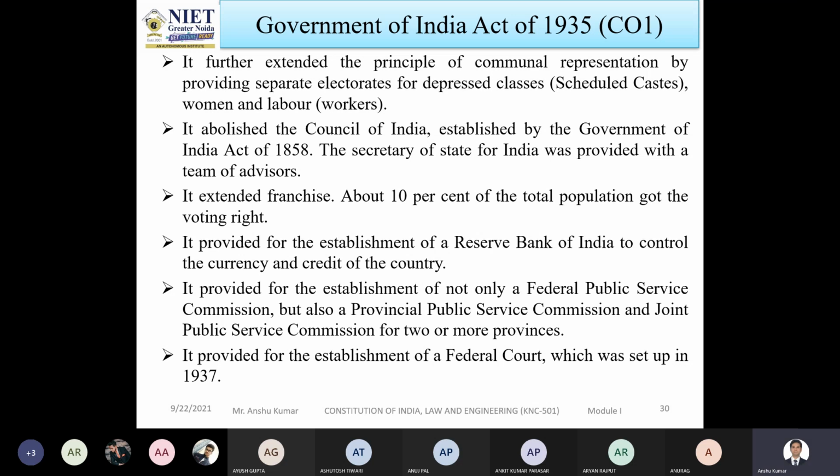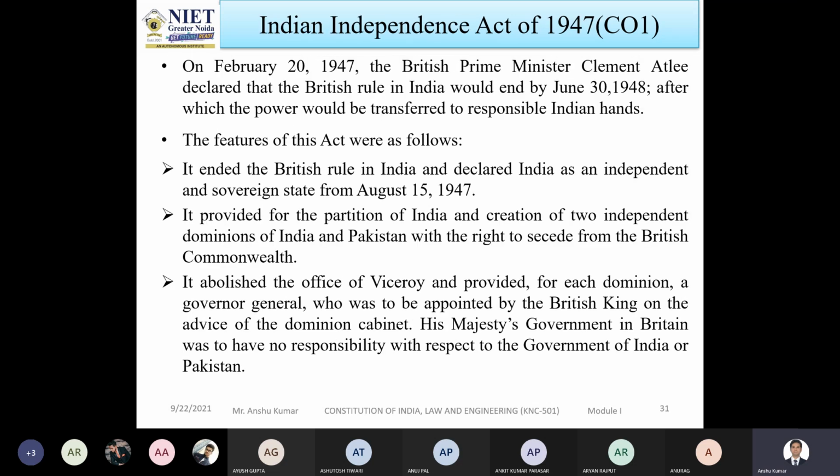It provided for the establishment of not only a federal public service commission but also provincial public service commissions and a joint public service commission for two or more provinces. It provided for the establishment of the federal court, which was set up in 1937. So the federal court and the RBI were also established. In February 1947, British Prime Minister Clement Attlee declared that British rule in India would end by June 1948, leading to the Indian Independence Act 1947.